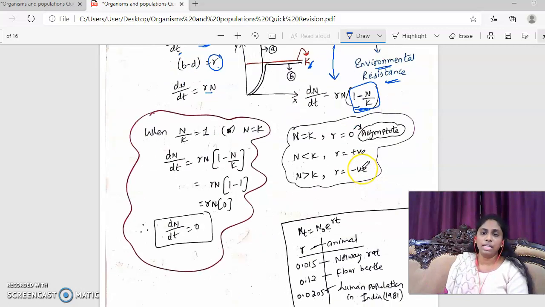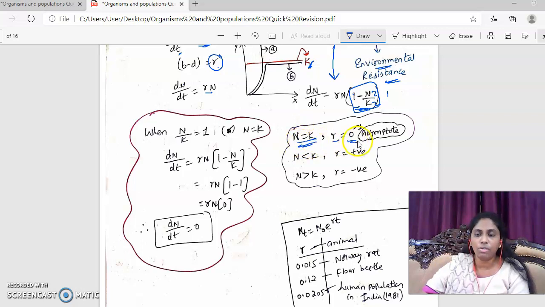Now, for some reason, let us say N is equal to K. So, let us say N is 2, so K is also 2. So, 2 by 2 is 1. So, 1 minus 1 becomes 0. So, whenever N is equal to K, the growth rate value is 0. Recent, I think 2018 NEET question.